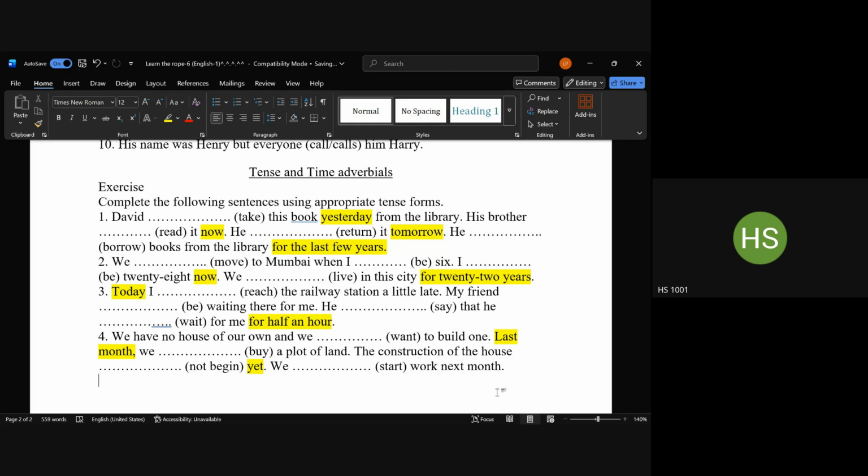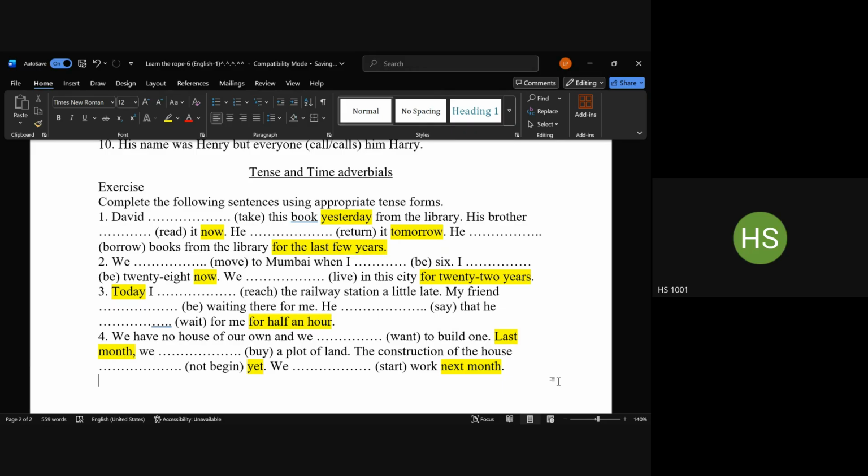We dash start work next month. We will start work next month. Yeah, correct. Future reference, right? We will start work next month. So, point here is that when you have time adverbials in the sentence, they give you clues on what forms of verb can be used.